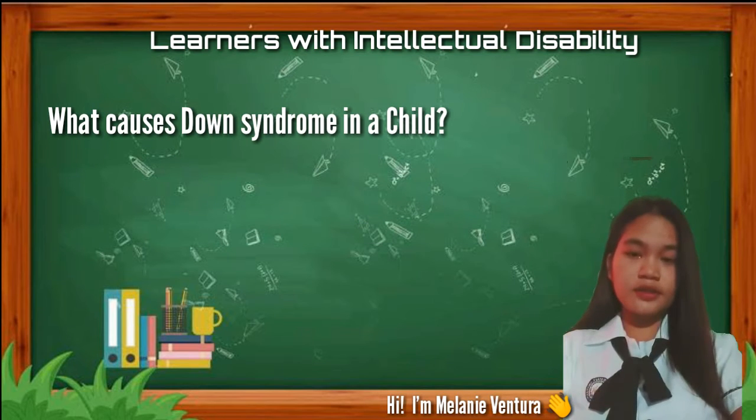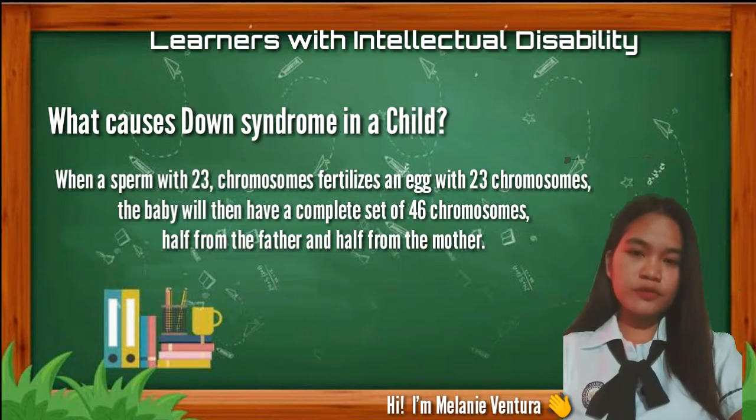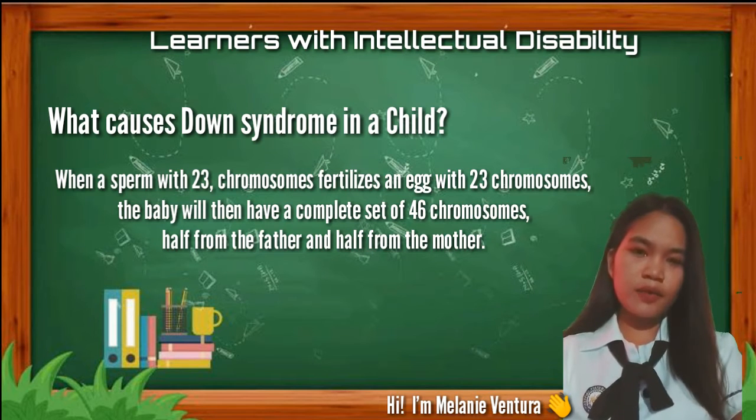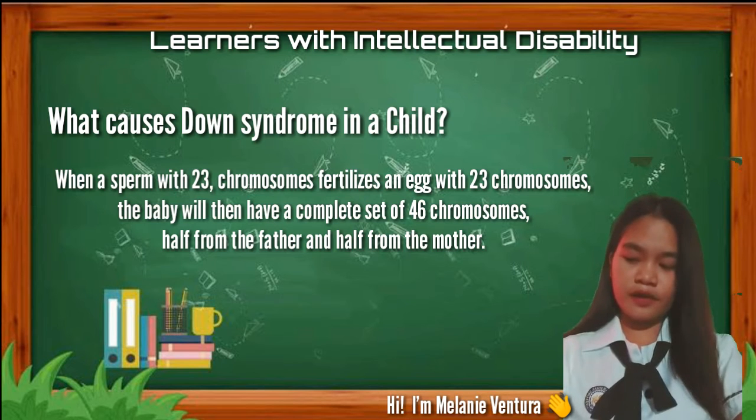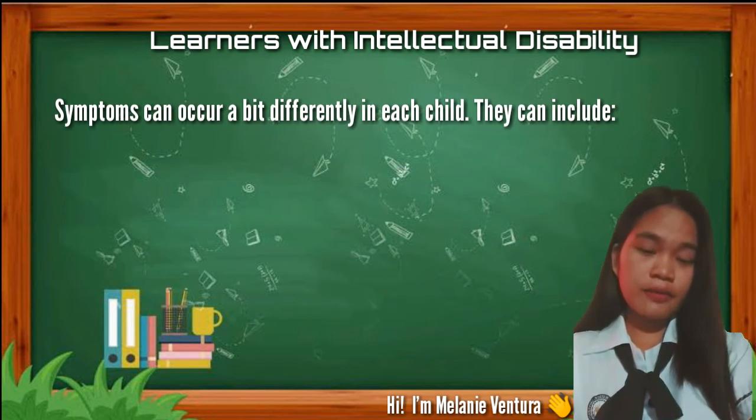What causes Down syndrome in a child? When a sperm with 23 chromosomes fertilizes an egg with 23 chromosomes, the baby will then have a complete set of 46 chromosomes, half from the father, half from the mother. Symptoms can occur a bit differently in each child.